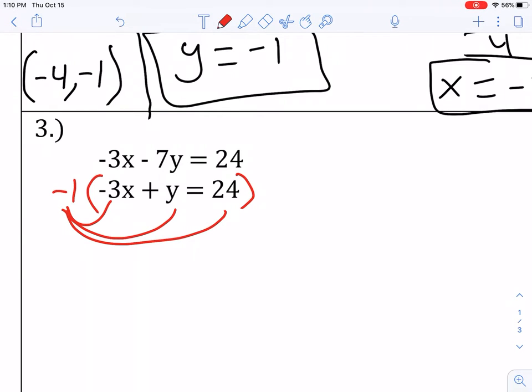So if I do a negative 1, essentially that's just going to give me opposite signs. So negative 1 times negative 3 gives me positive 3x. Negative 1 times y gives me negative 1y now. And negative 1 times 24 gives me negative 24. I'm not going to change my top equation.